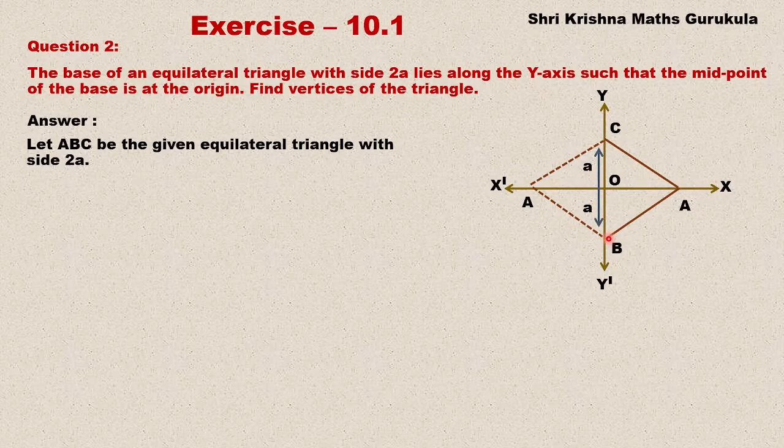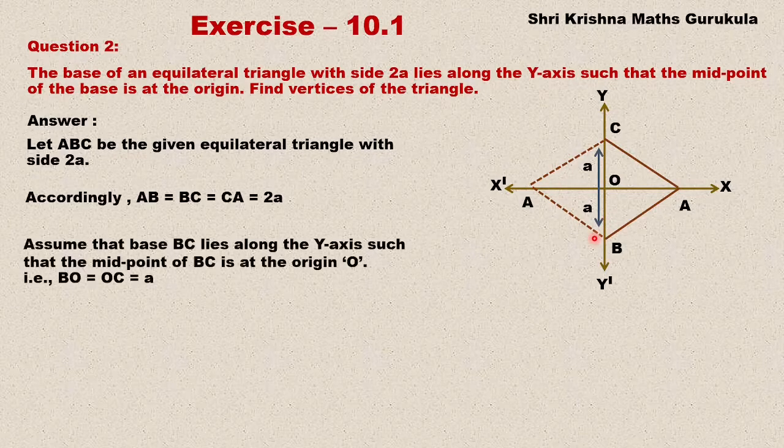Now, when we have considered the triangle like this, there is also a possibility that the triangle can be this. Either the triangle can be like this or it can be like this. I have shown it in dotted lines. Since it is an equilateral triangle, all three sides are of length 2a, and OB and OC are of length a. Correct? Now we need to find the vertices of the triangle.